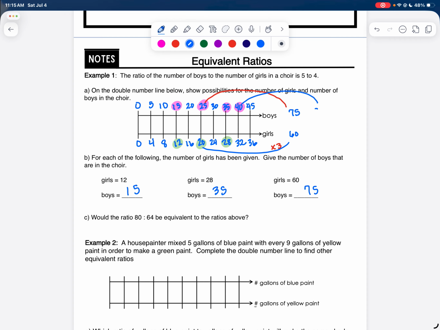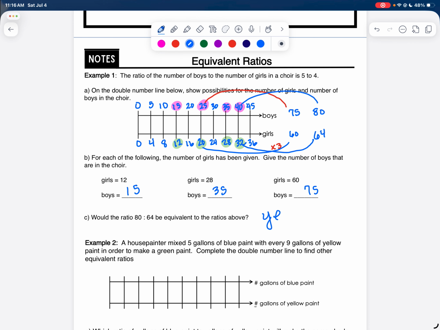if I multiply it by 2. So if I double 40, I get 80. But that means I'm going to have to do the same thing to the 32. So I must also scale this 32 up by 2. So if I double 32, I get 64. So the question was, is 80 to 64 an equivalent ratio?